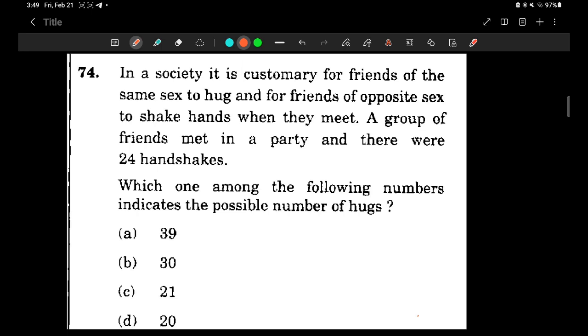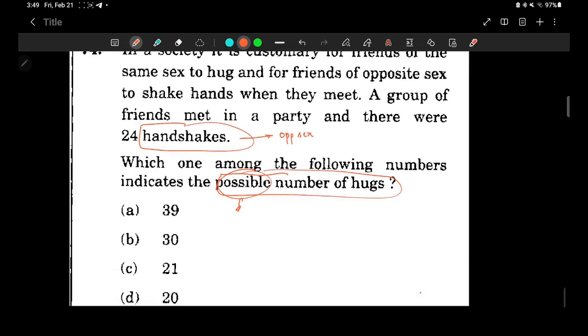A group of friends meet in a party, and there were 24 handshakes. Handshakes. That means it is of opposite sex. Which among the following numbers indicate the possible number of hugs? They're asking possible number of hugs, so there are some combinations possible. Okay, so for this, you need two concepts.